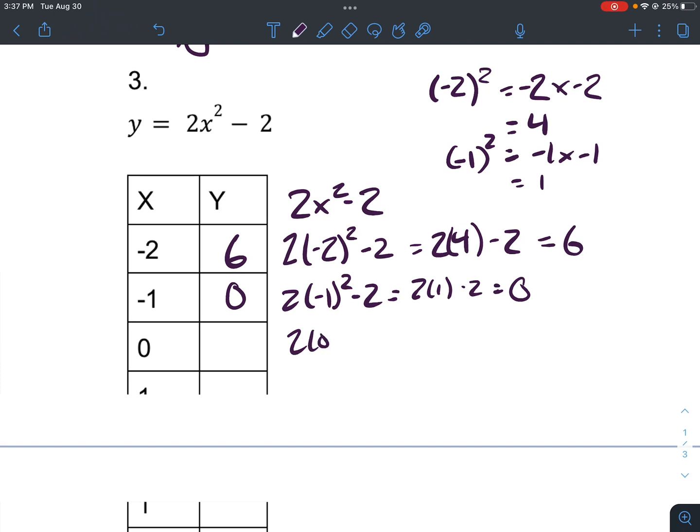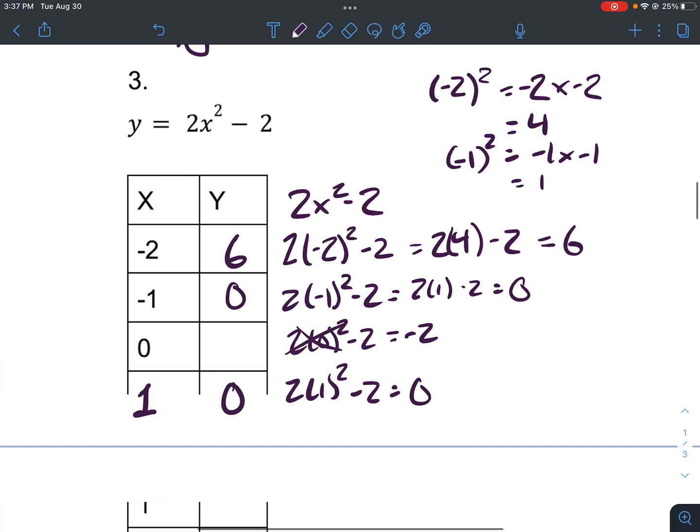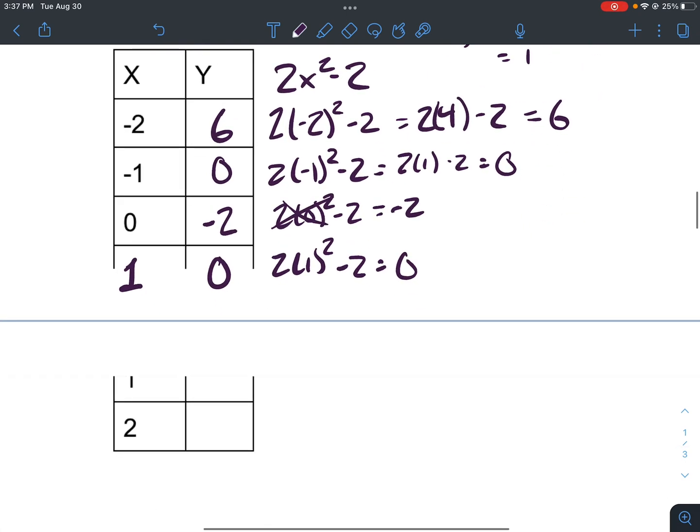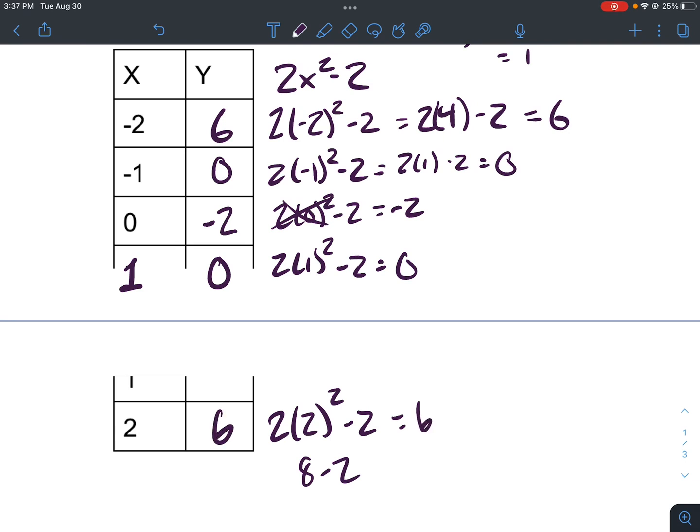We plug in 0. All we're going to get is negative 2, because that cancels out. We're going to plug in 1. 1 squared is 1, times 2 is 2, minus 2 is then 0 once again. And then lastly, when we plug in 2, we are going to get 8 minus 2 after we square it and multiply it by 2. And then subtracting 2, we're going to get 6.